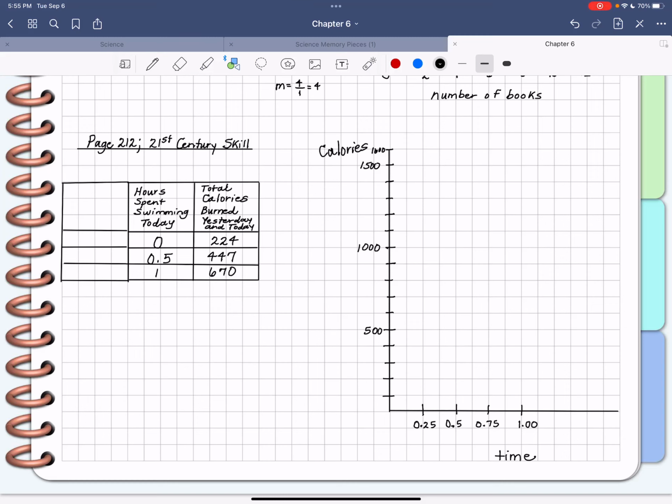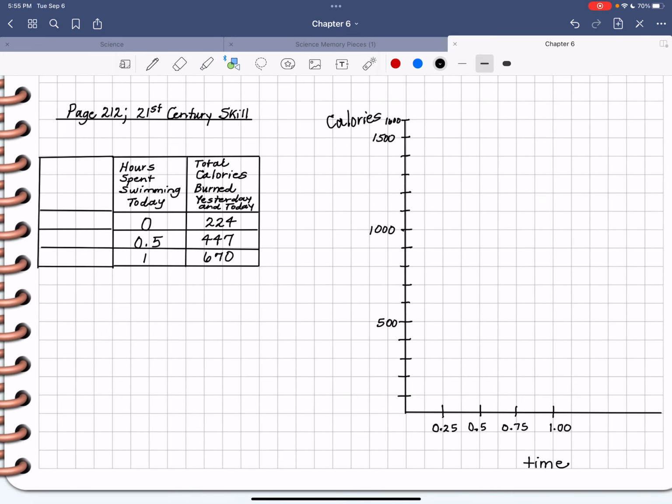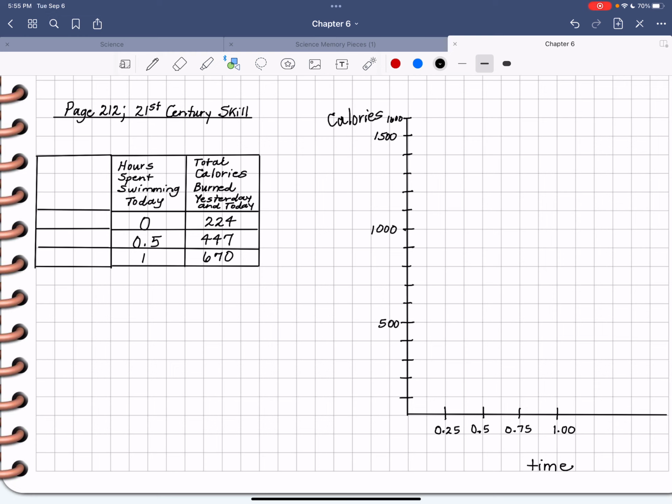I am on page 212 in the margin. This is a 21st century skill, and this is a granddaddy of a problem. I'll just tell you up front, this one's a tough one. It's a good one, but it's going to involve a lot of steps. So if you're tired right now, I would put this video off until you're rested.